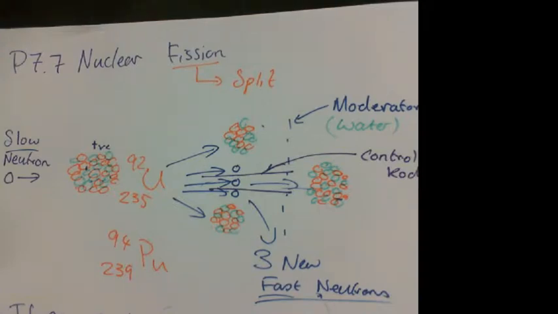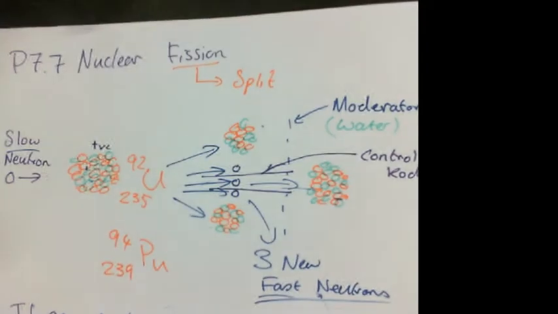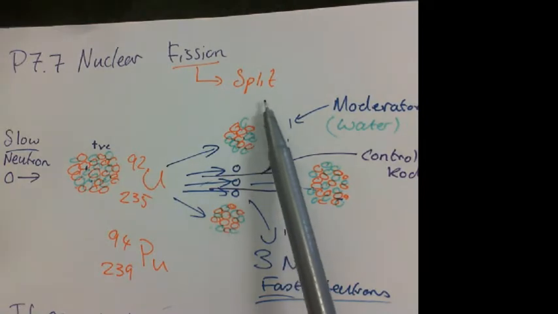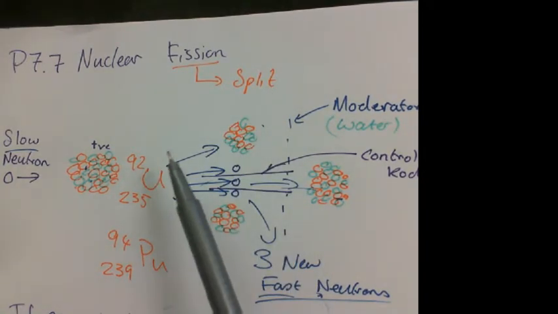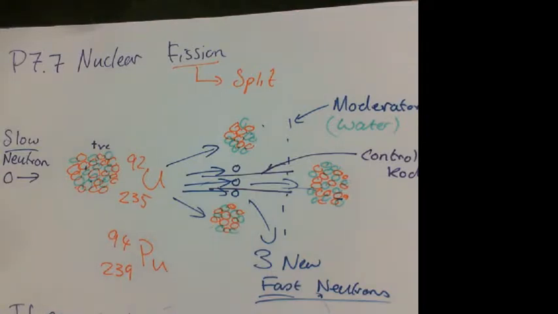Okay, so P7.7, nuclear fission. Nuclear fission means to split, okay? So this is all to do with splitting of nuclei in two. And this is the type of reaction that happens at a nuclear power station. In the world, there are two fissile elements, and they are uranium and plutonium.